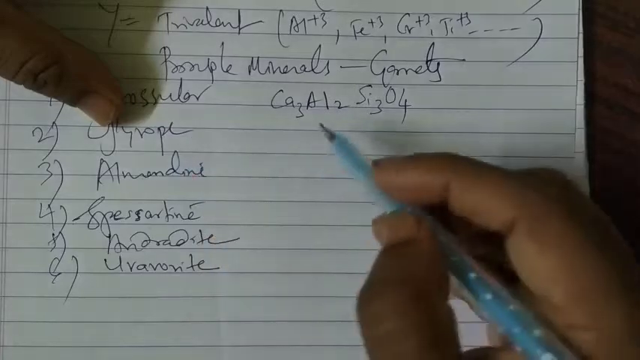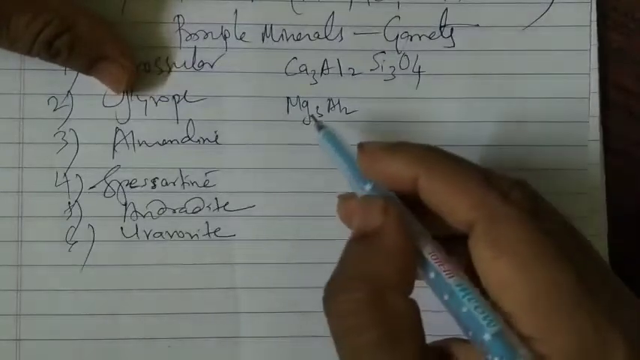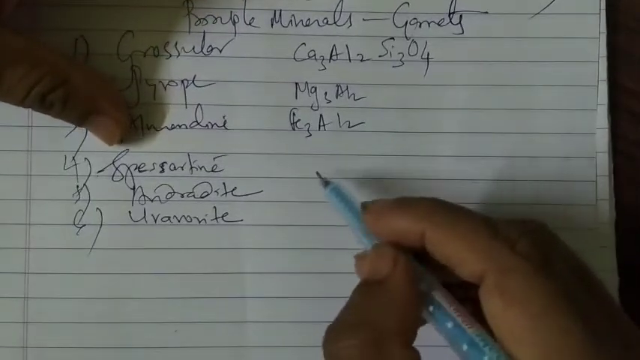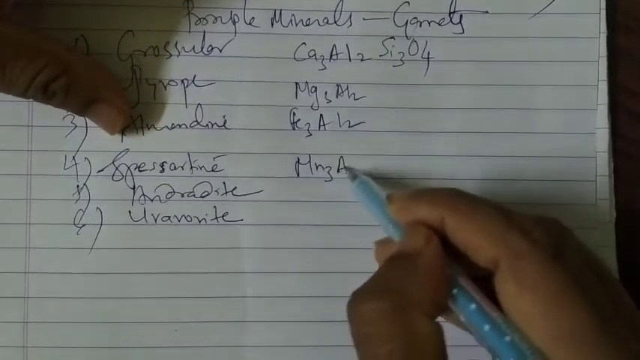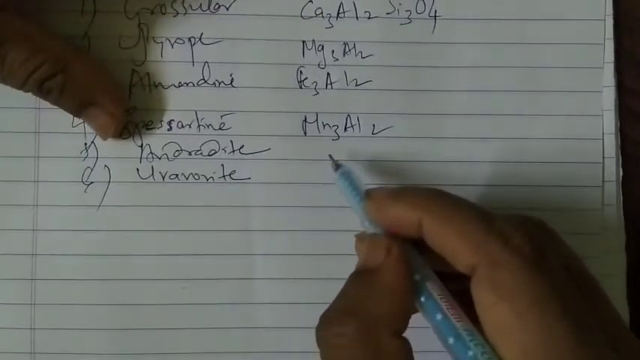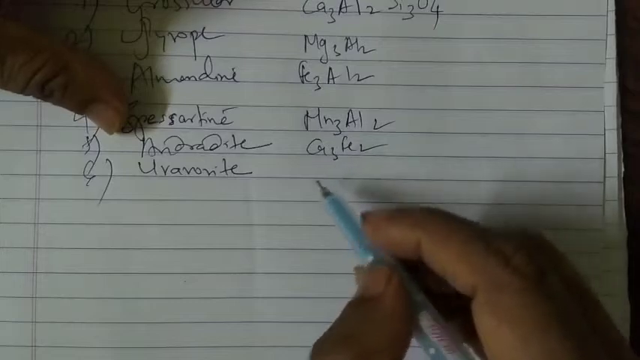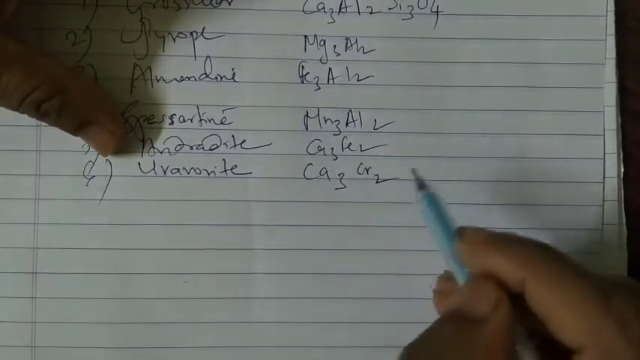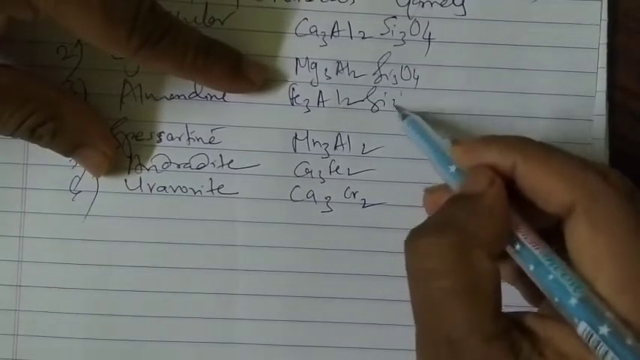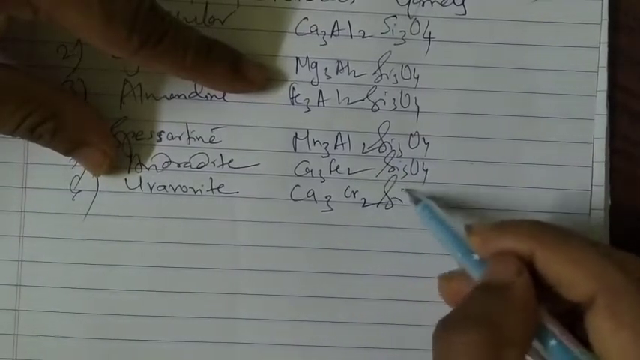Then pyrope, there is magnesium, Mg3Al2, a magnesium mineral. Then almandine, Fe3Al2. Then spessartine is manganese, Mn3Al2. Then andradite is calcium iron, Ca3Fe2. And finally uvarovite is again calcium, Ca3Cr2. And this remains the same here, Si3O12, silica, like this.